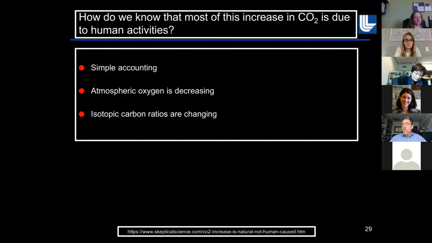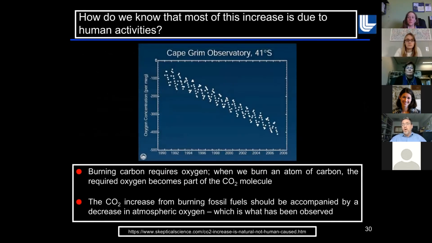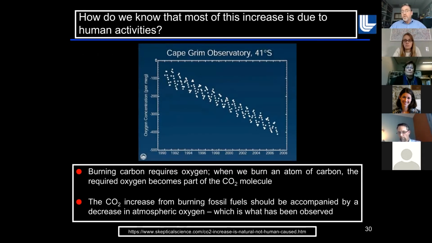How do we know that most of this increase in atmospheric CO2 is on us, is due to human activities, primarily the burning of fossil fuels? We know from simple bookkeeping. We know how much fossil fuels we burn in countries around the world, so we can figure out how much CO2 is emitted from that fossil fuel burning. And we also know because oxygen in the atmosphere is decreasing and because isotopes of carbon are changing. So why is the oxygen important? Oxygen is important because when you burn carbon, that requires oxygen.